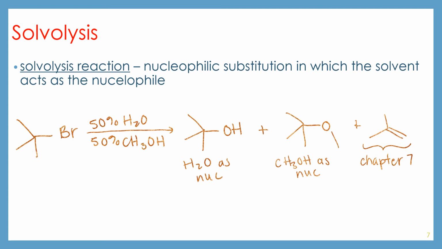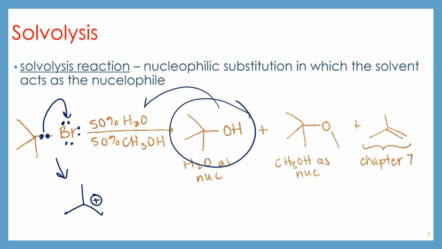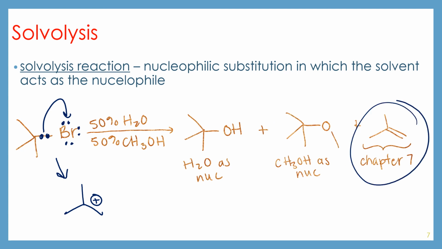Now remember, the first step of this reaction is going to be that the bromine atom leaves and takes the electrons in the covalent bond with it, giving us a carbocation. From here, we have equal amounts of water and methanol, and they are fairly equally likely to attack the carbocation in the center, which gives us either this alcohol from water as a nucleophile, or this ether from the alcohol as the nucleophile. And then this last option here, the formation of an alkene, is what we're going to study in Chapter 7.